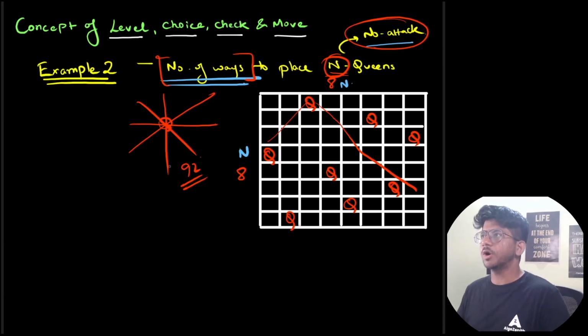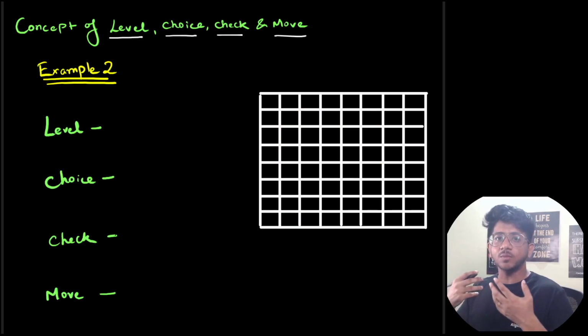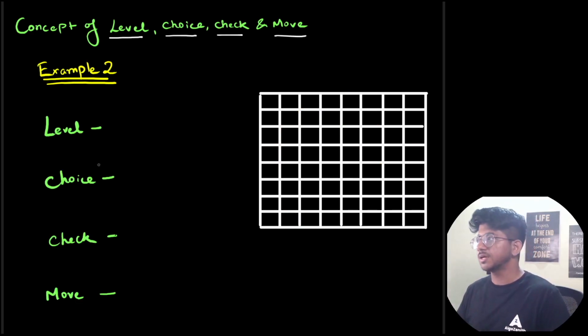So how do we model this using the level, choice, check, and move that we have been talking about? That's the main question. So the way we can do this is we can try and see it from the lens of how we want to explore the choices, right? So we have a certain number of ways to place queens on the board. Let's say placing the queen in the first row, second row, in this column, in this cell, anywhere. These are the different ways in which we can explore placing queens, right?